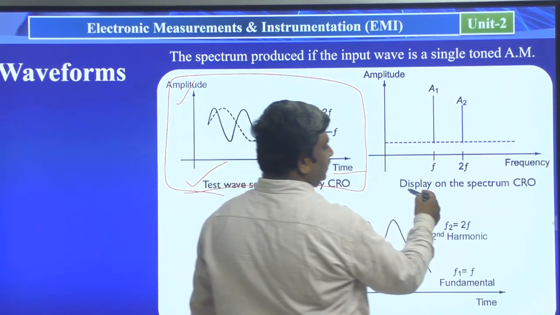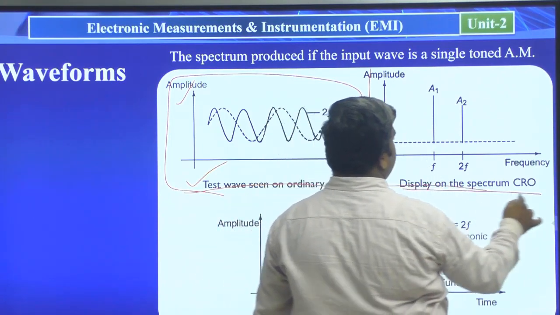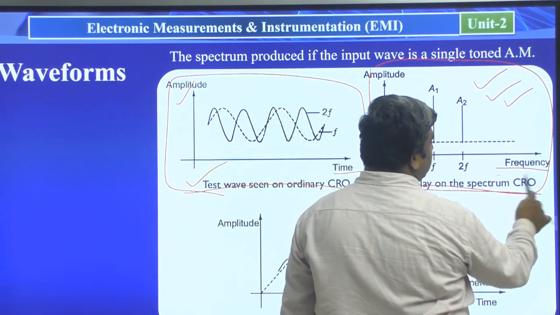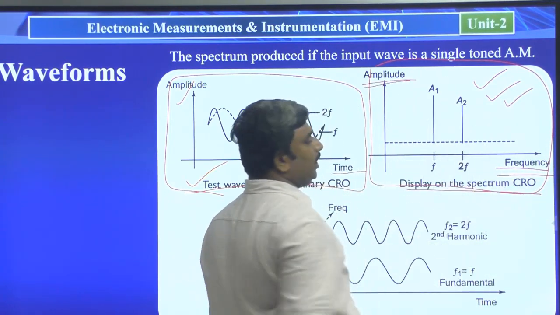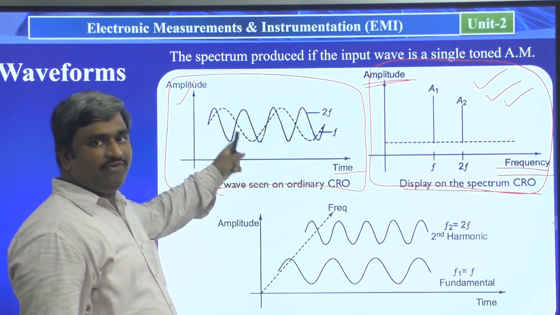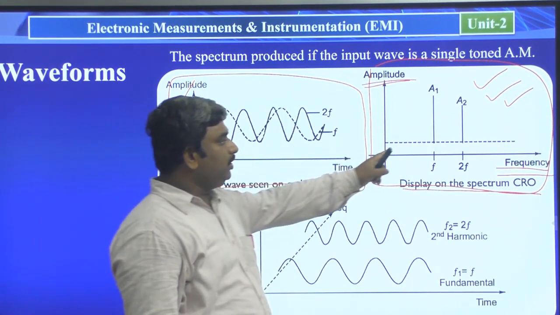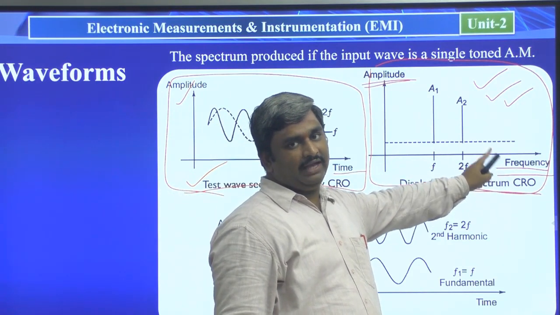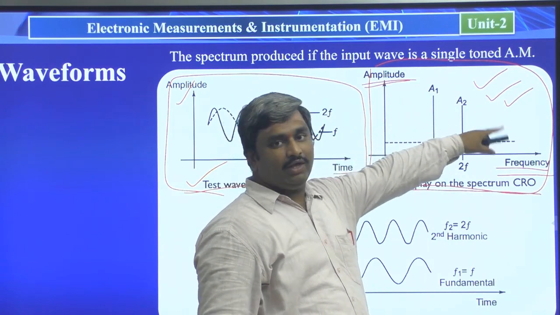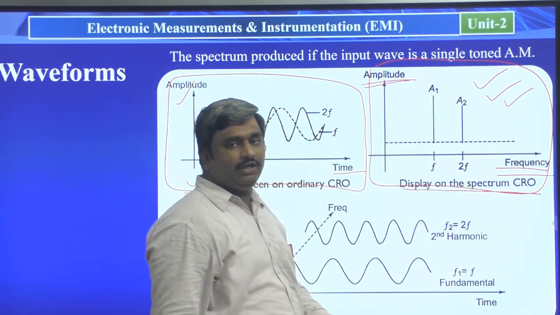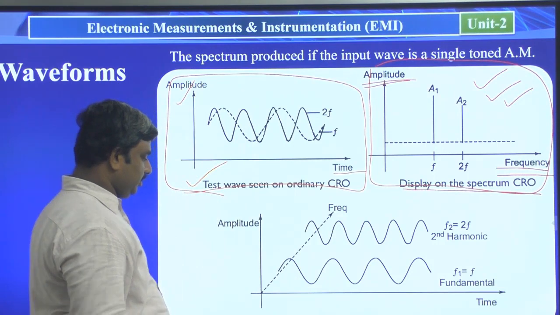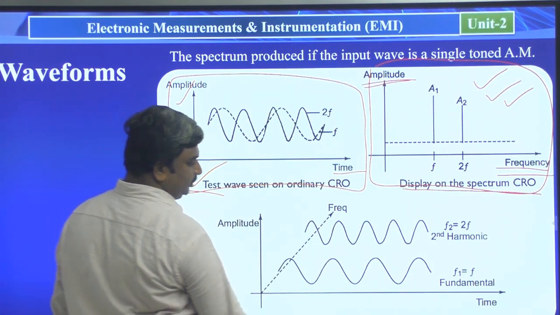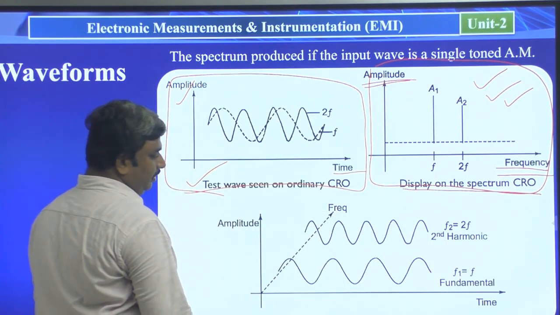Now, this is the spectrum analyzer section, where on the x-axis we have frequency and on the y-axis we have amplitude. This is the graph you can see on the normal CRO, and this is the graph you can see on the spectrum analyzer. You get straight lines representing the sinusoidal information. And here the test wave is seen on the x-axis and z-axis, that is time and frequency.